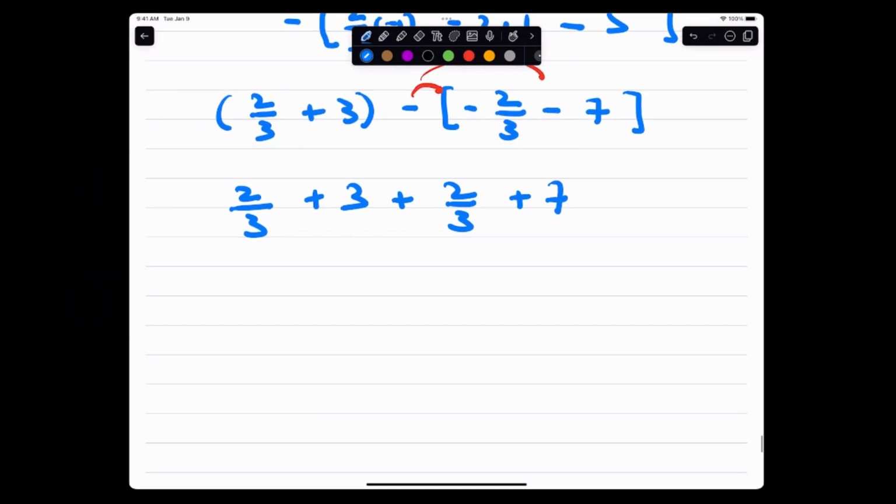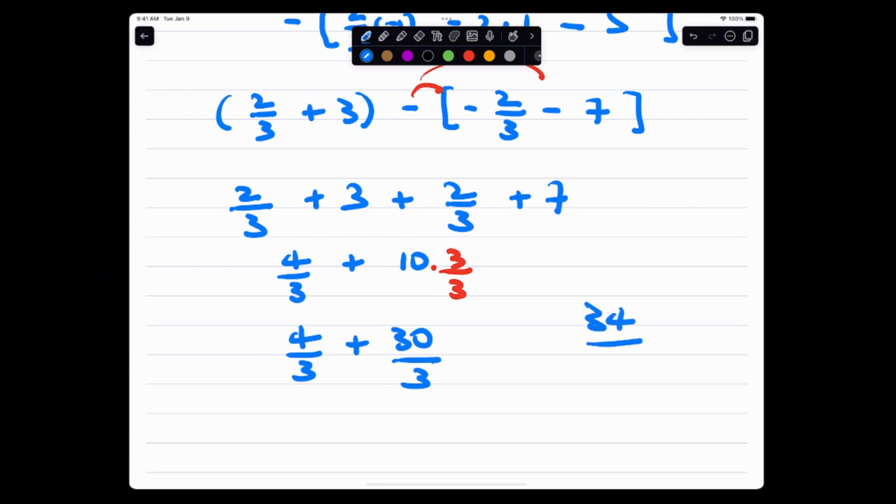And so we get 2/3 plus 2/3 will give us what? 4/3. 3 plus 7 is plus 10. And then you could just multiply top and bottom by what? 3. So you get 4/3 plus 30/3 will give you what? 34/3. And there you go. Easy peasy lemon what?